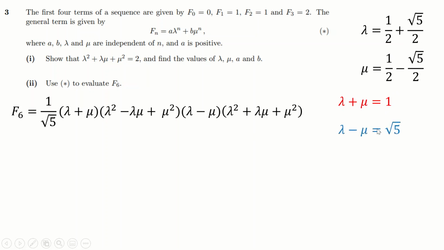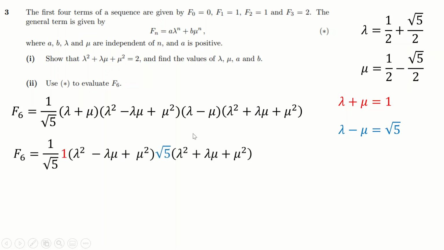Lambda minus mu is a half minus a half, which is nothing, and then this minus this, which is root 5. So this bracket is just 1, and this bracket is just root 5. And that's really nice because this root 5 will cancel with this root 5. This 1 doesn't matter, and I'm just left with this.